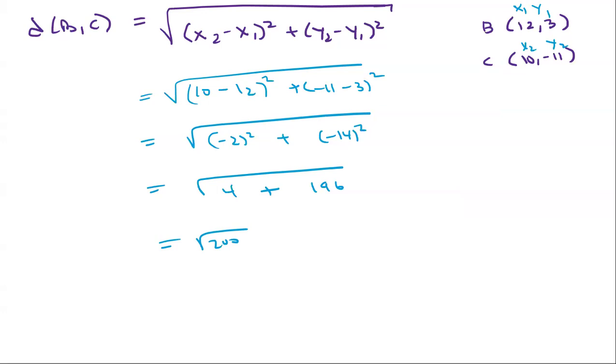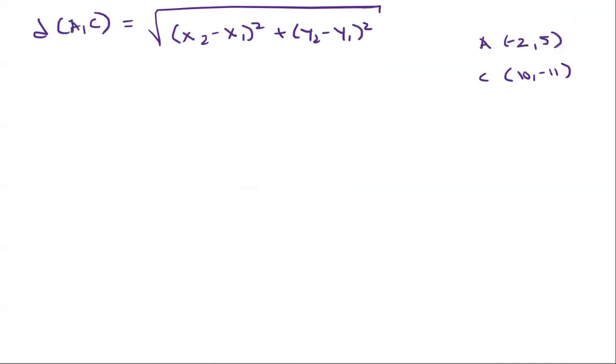Like what we did last time, we can break this down to radical 100 times radical 2. Radical 100 gives me 10, and radical 2 stays the same. So BC is also 10 radical 2. Then we need to do it for AC.